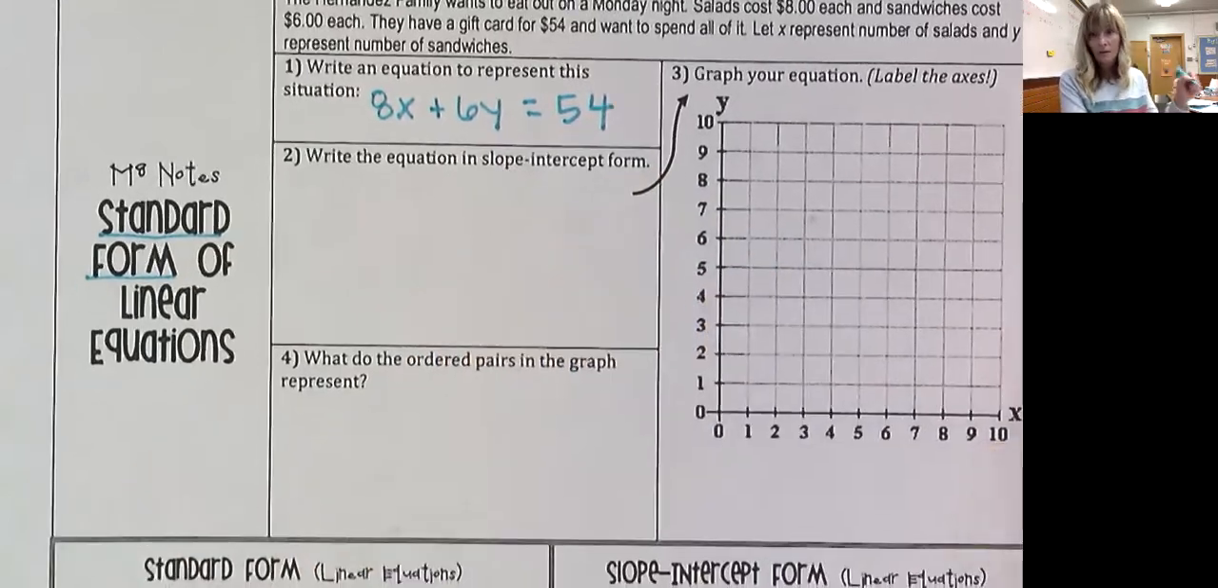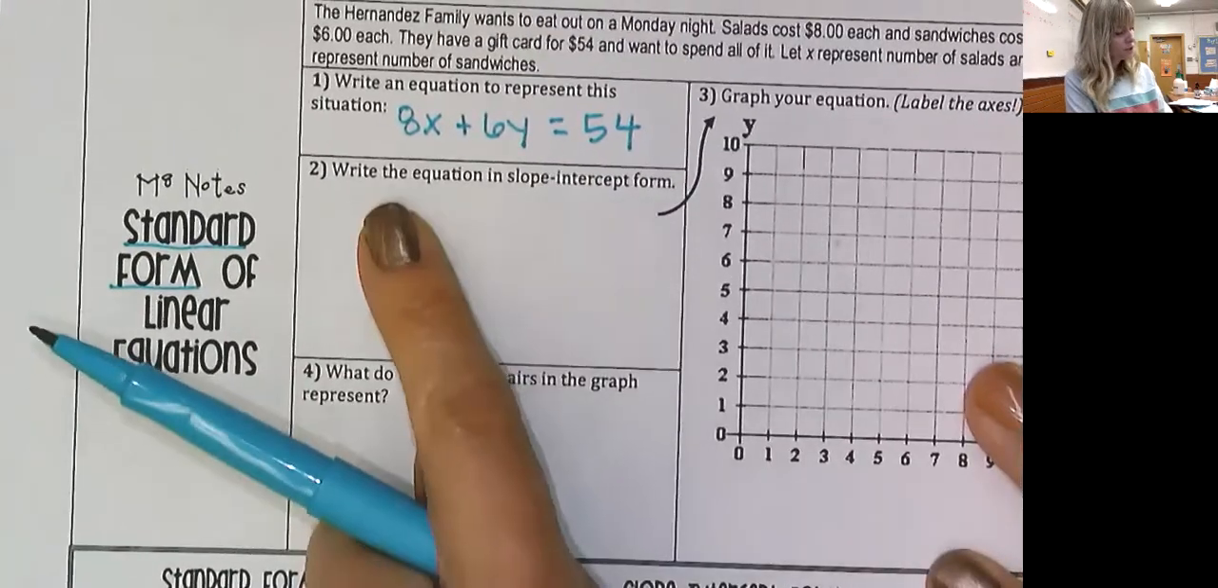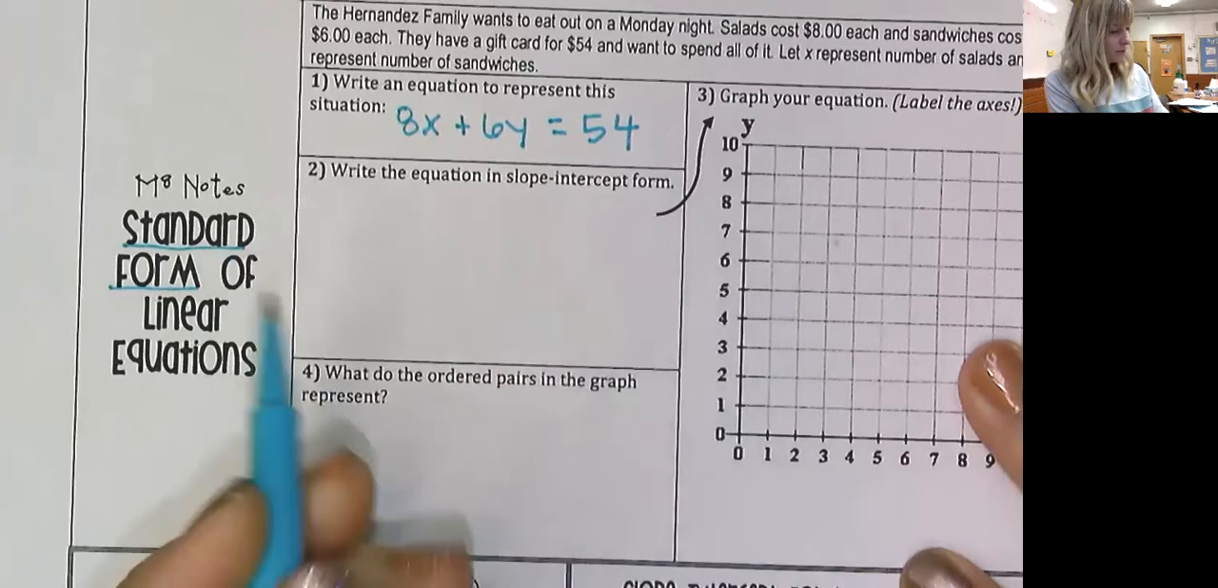And we're going to do that a lot in this particular unit because, again, slope-intercept form is a super useful one. It tells us a lot of things and it helps us know how to graph it. It helps us know how to do a lot of things. But not every scenario starts out nicely in slope-intercept form. So sometimes they start out like this, and then we have to change them. And that's what number 2 says. Write the equation in slope-intercept form.